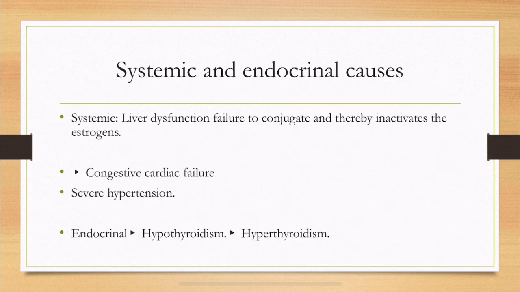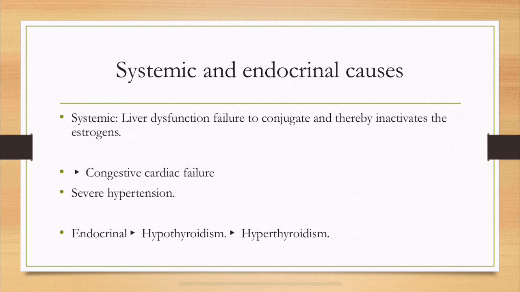Now we will see the systemic causes and the endocrinal causes. Systemic: liver dysfunction, failure to conjugate and thereby inactivate the estrogen. When there is hormonal imbalance, the liver fails to regulate the production and the breakdown of the estrogen, and thereby fails to inactivate the estrogen. Congestive cardiac failure and severe hypertension can also be the cause for menorrhagia, excessive bleeding.